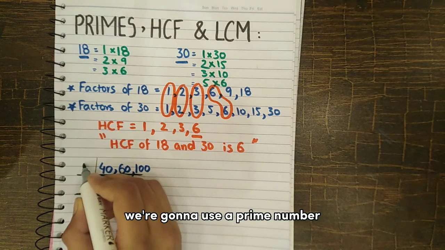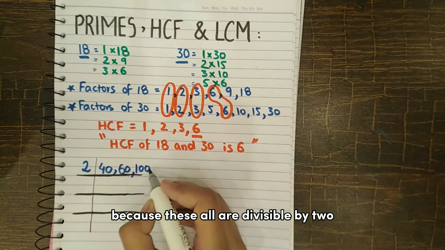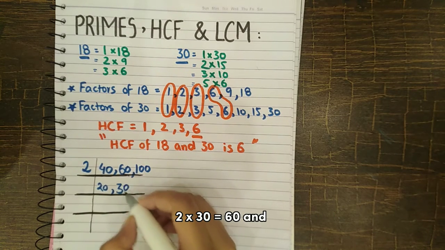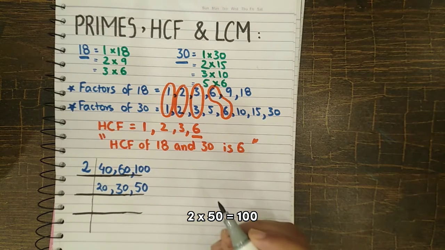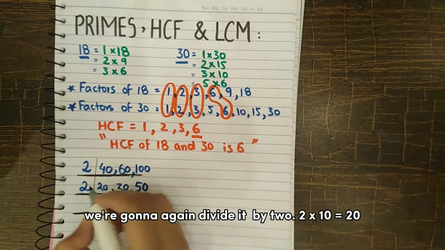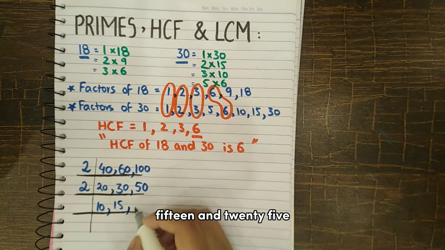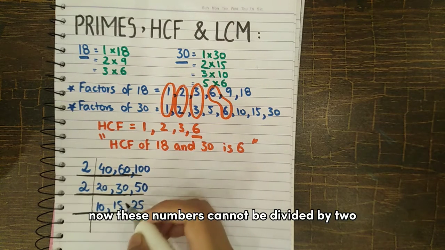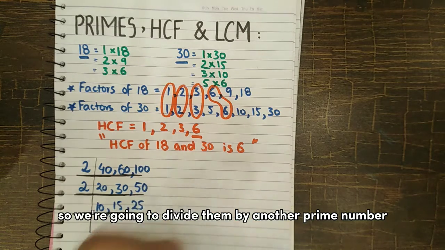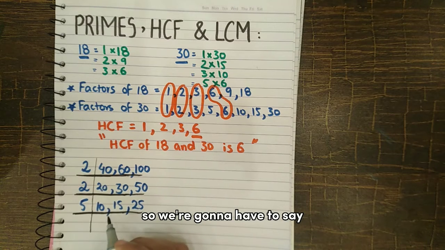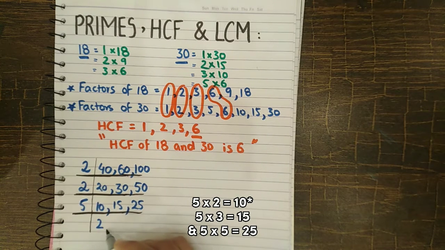We're going to use a prime number, let's just say 2, because these are all divisible by 2. 2 twenties are 40, 2 thirties are 60, and 2 fifties are 100. These are still divisible by 2, so we're going to again divide by 2. 2 tens are 20, and we have 15 and 25. Now these numbers cannot be divided by 2, so we're going to divide them by another prime number, which is 5. 5 twos are 10, 5 threes are 15, and 5 fives are 25.